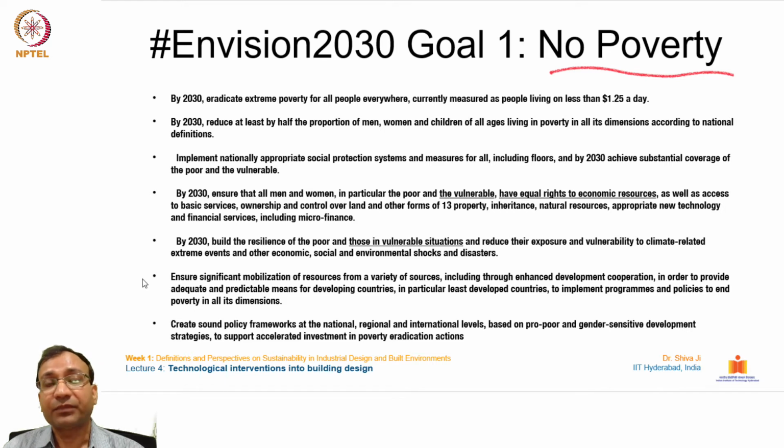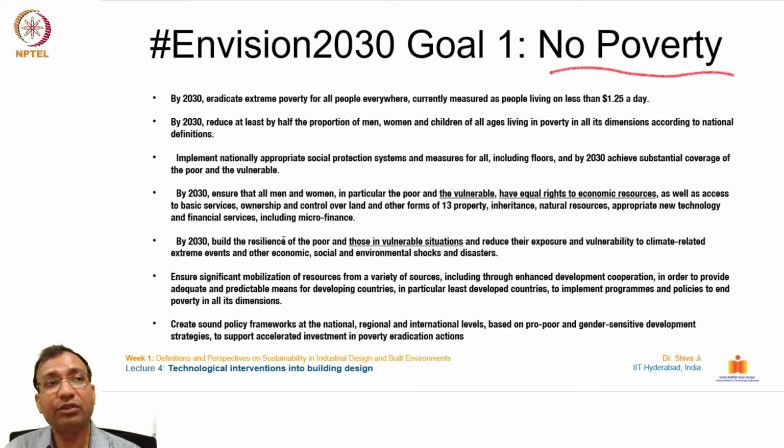So further, what is the goal? What is the actual vision about this regarding the first SDG which we have spoken of? Envision 2030. By 2030, eradicate extreme poverty for all people everywhere, currently measured as people living on less than $1.25 per day. This is a target set by the United Nations to achieve by the year 2030, so that every person living on this planet must be able to earn a livelihood of $1.25 per day, so that he can at least live a minimum standard of life.